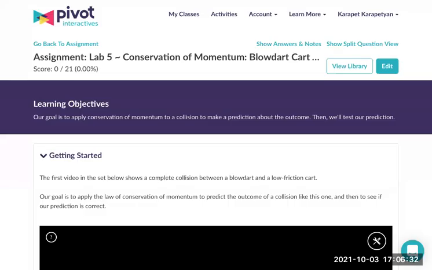All right, guys. So here we're going to be looking at the experiment itself for the conservation of momentum between two objects, and it's going to be an inelastic collision where objects stick together. As you can see, the goal of this experiment is to apply conservation of momentum to a collision to make a prediction about the outcome, then test our prediction.